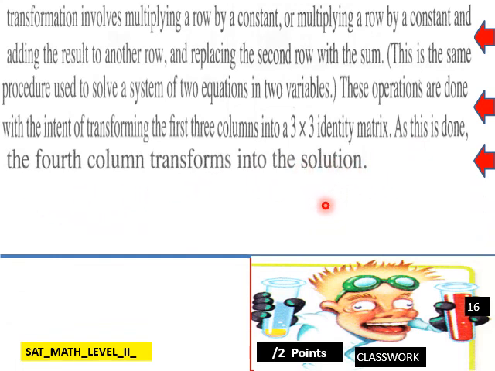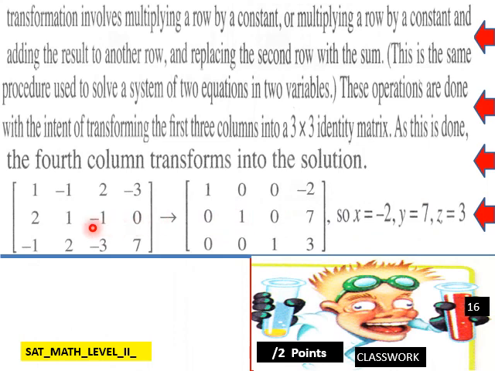So you have to turn the 3x3 part of that matrix into an identity matrix, and what you're left with in the 4th column would be your solutions. So we go from this to this. We have our diagonals here, and here are our solutions. So x equals -2, y equals 7, and z equals 3. So that would be the way. Here is our identity matrix. We turn this into this by row and column manipulations.